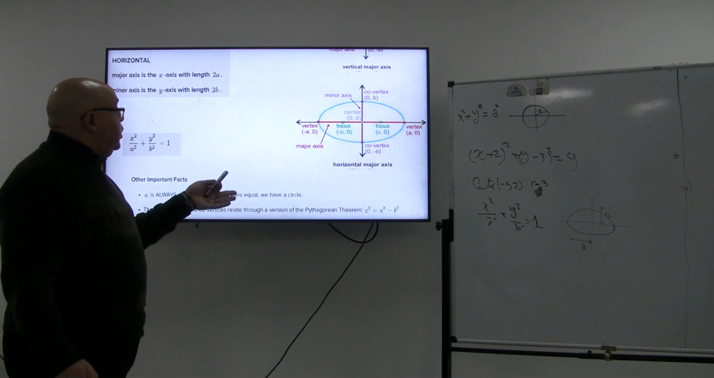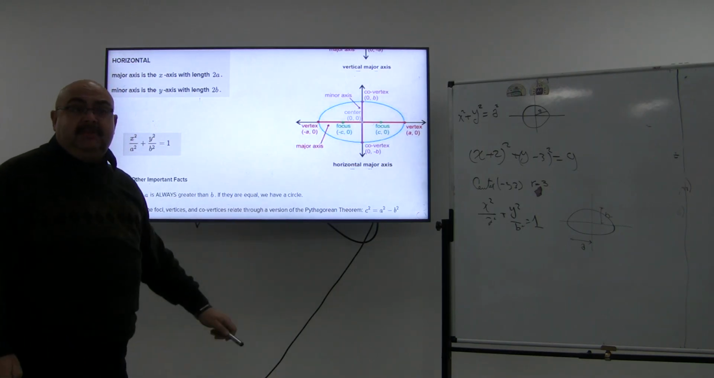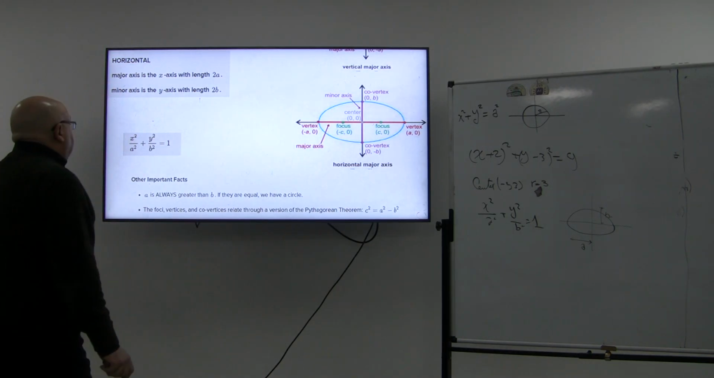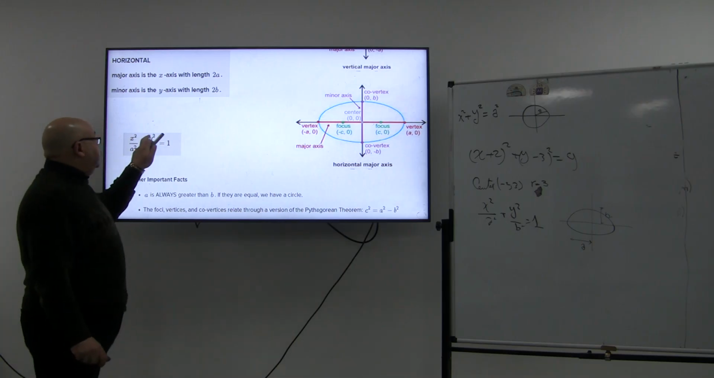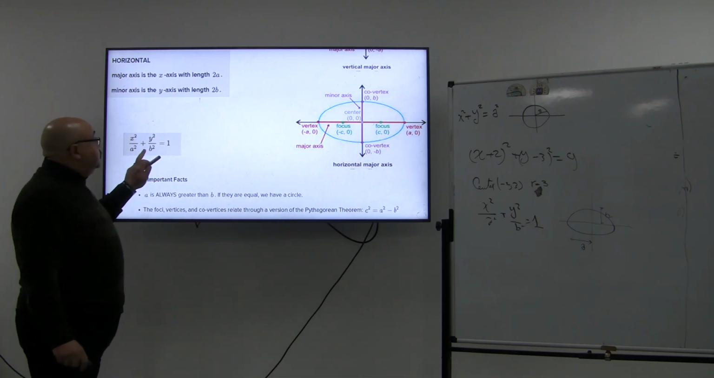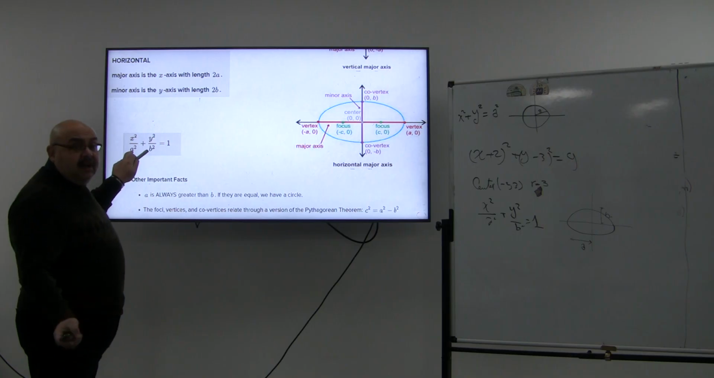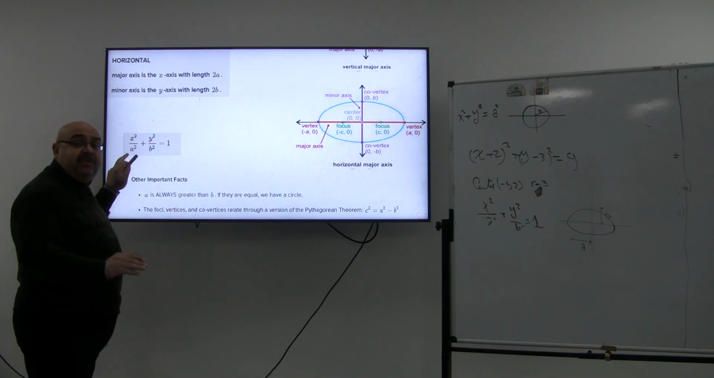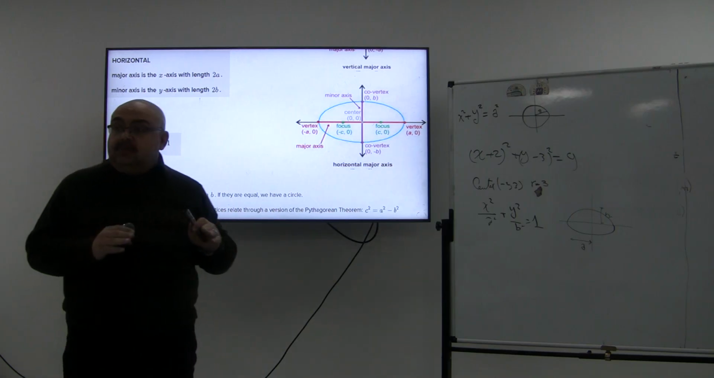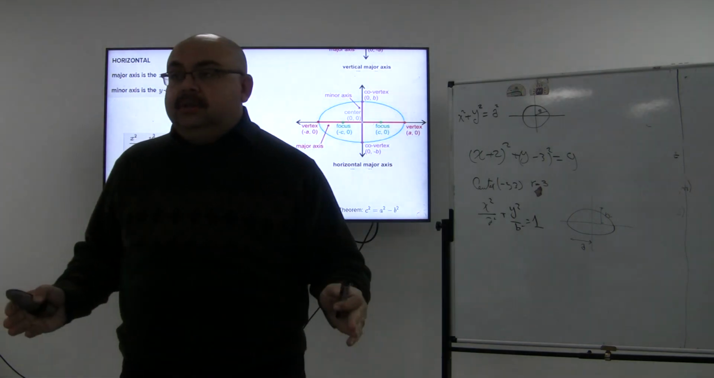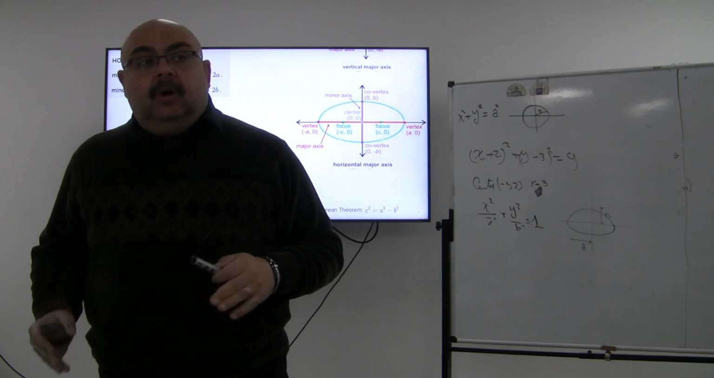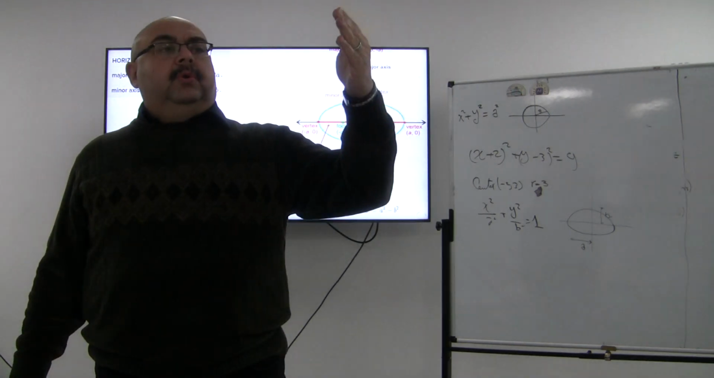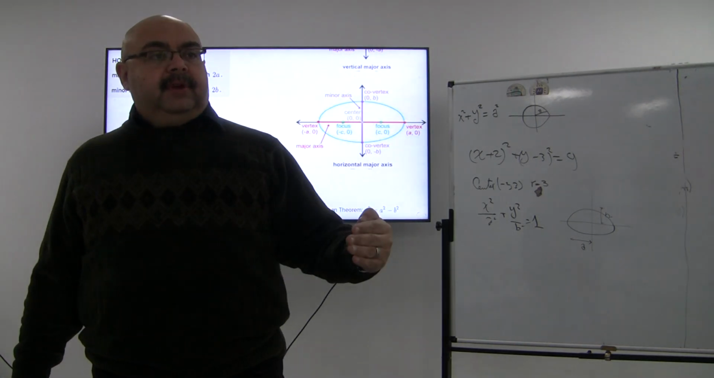If I'm talking about this guy, this is the one that I represented to you. If you remark, I will have x squared over a squared plus y squared over b squared equal 1. So the semi-major axis, semi it means half. So the semi-major axis is beneath the axis with the larger diameter. Are you with me? Okay.